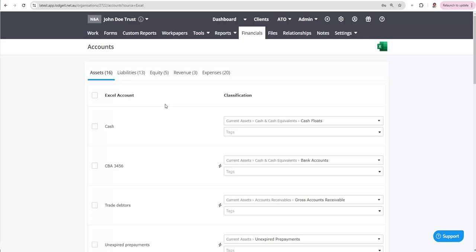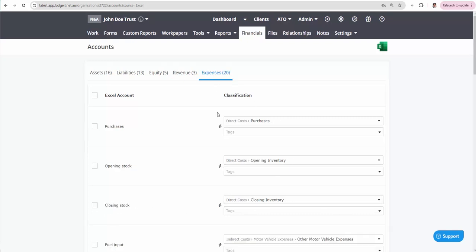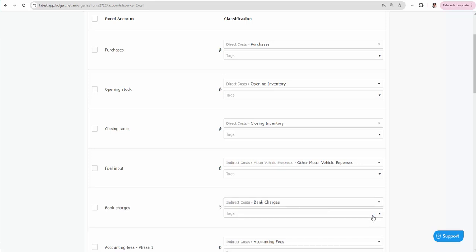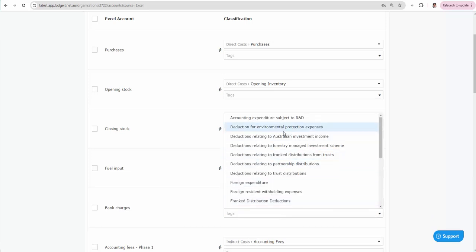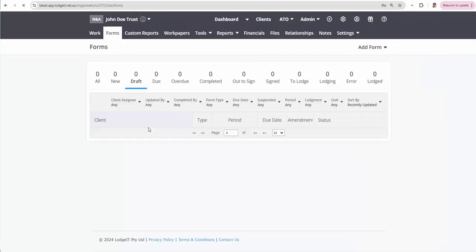And in this case, this is just an investment vehicle. We want to avoid those requirements. So we've got our share of trust distribution classified correctly, and the bank charges classified as bank charges and tagged as investment related deductions. That's important. Head over to the form.